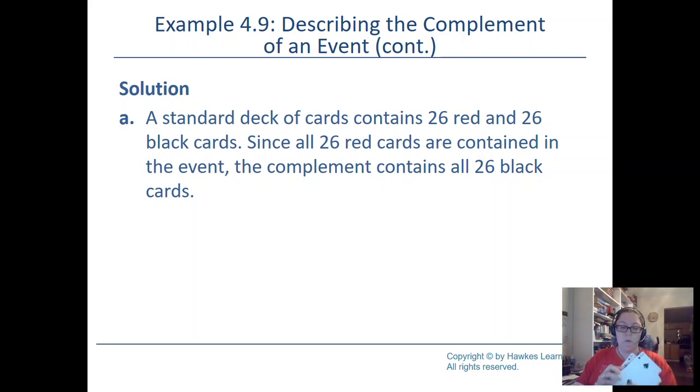So when we're looking at them, you've got some red cards, some black cards. The complement is, remember, I'm asking you about choosing a red card. Well, what's not red? Black. So I can say the complement is choosing not a red card, but a lot of times I'm not going to say not a red card. I would just say choose a black card.